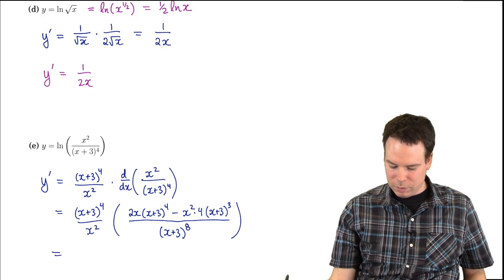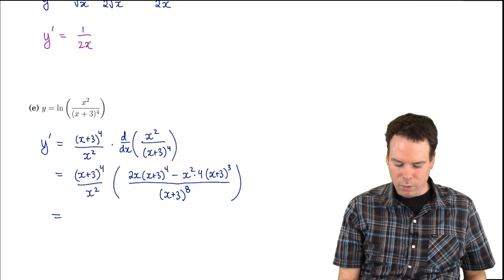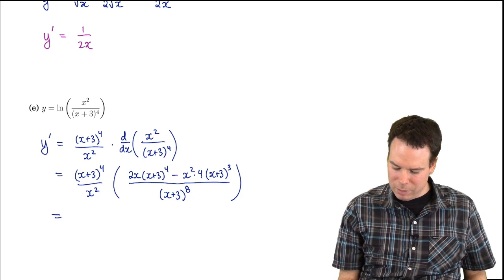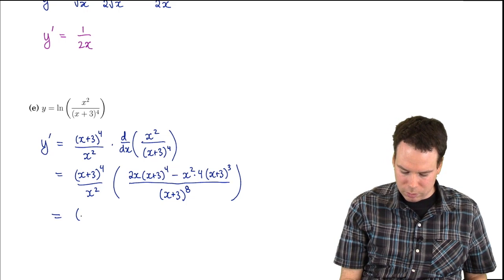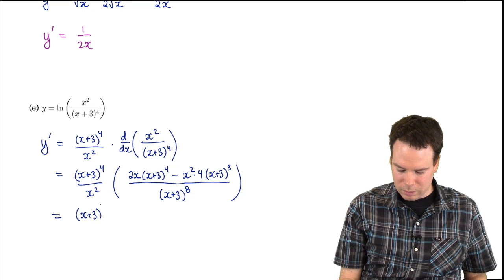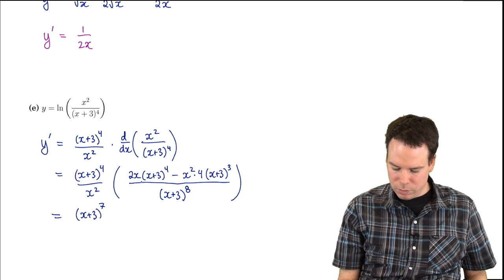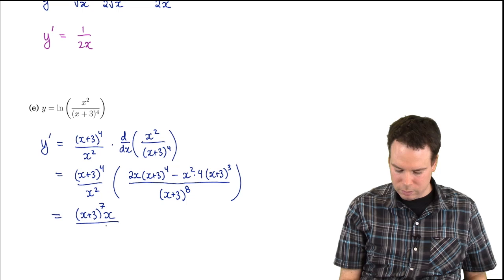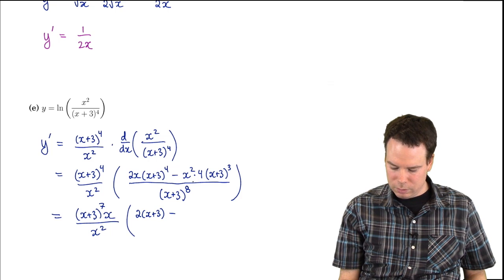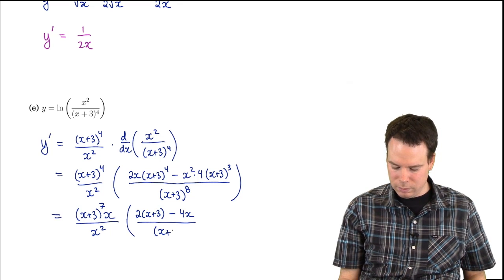And now we've got a little bit of algebraic simplification to do. I've got a 4th power of x plus 3. That cancels with a bunch of them in the denominator. Oh, well maybe actually I should factor out these x plus 3's in the numerator. One term has 4 of them, the other term has 3 of them, so I can at least factor out 3 of them. Both terms have x's, so I'll factor out an x. And what's left then is a 2 times x plus 3 and a minus 4x. And all that's over an x plus 3 to the power of 8.